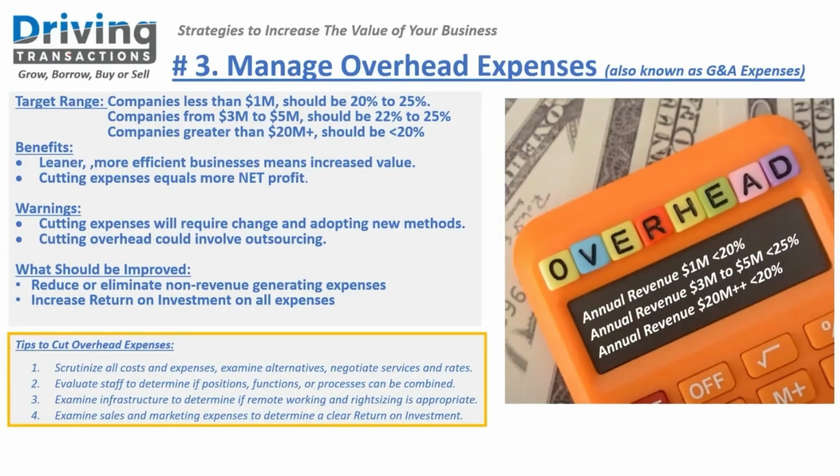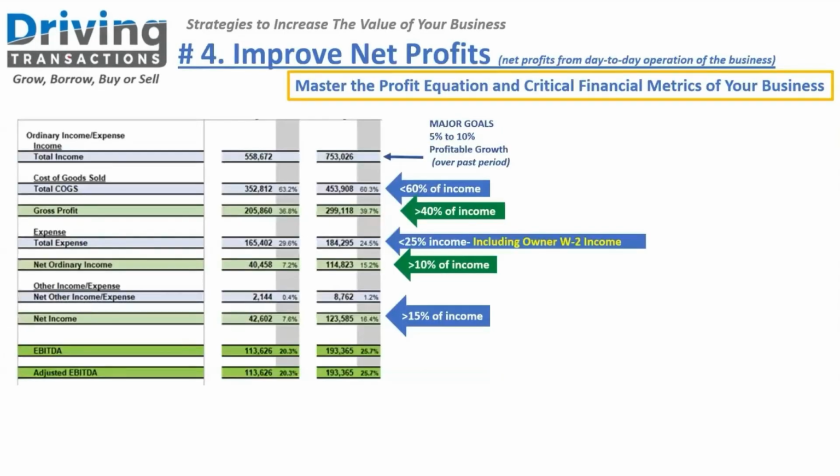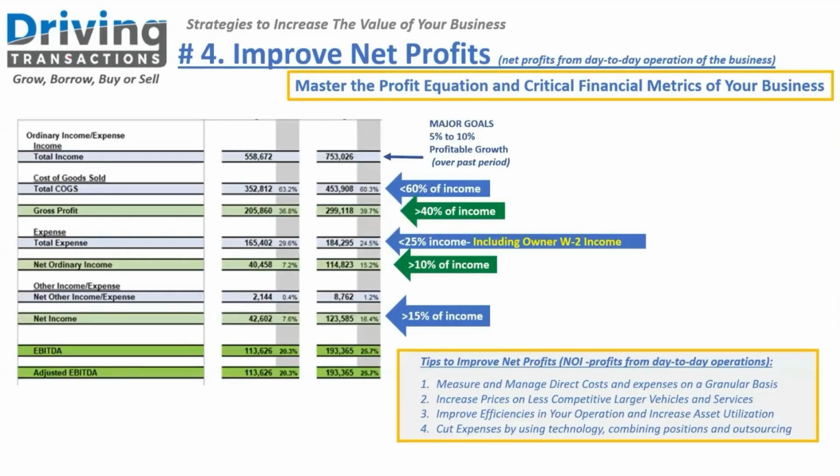But strategy 3 is manage your overhead expenses. This is an important slide. I don't want to get into a ton of it, but every single business has a maximum profit equation. Now, take a look at this company. Last year they did $558,000. This year they did $753,000. So they grew greater than 10%, which is fantastic.